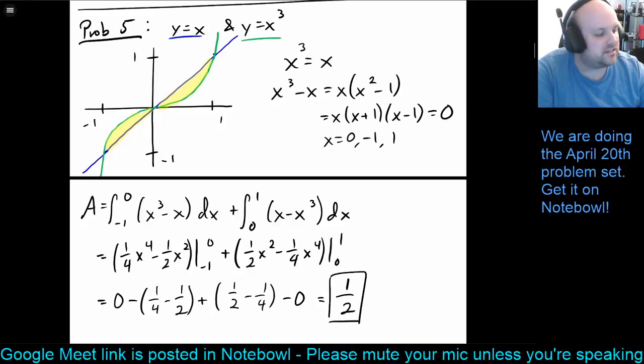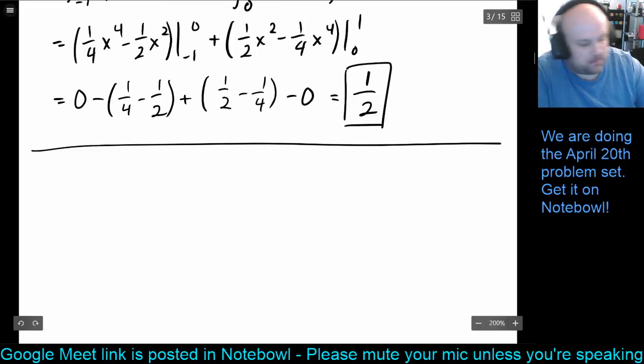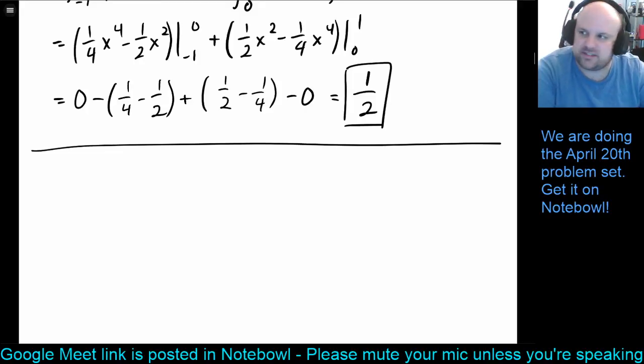Any questions there? All right, let's go ahead and do the last problem. Bit of a short one today, I suppose. But it's just area between curves. There's nothing super fancy going on here.